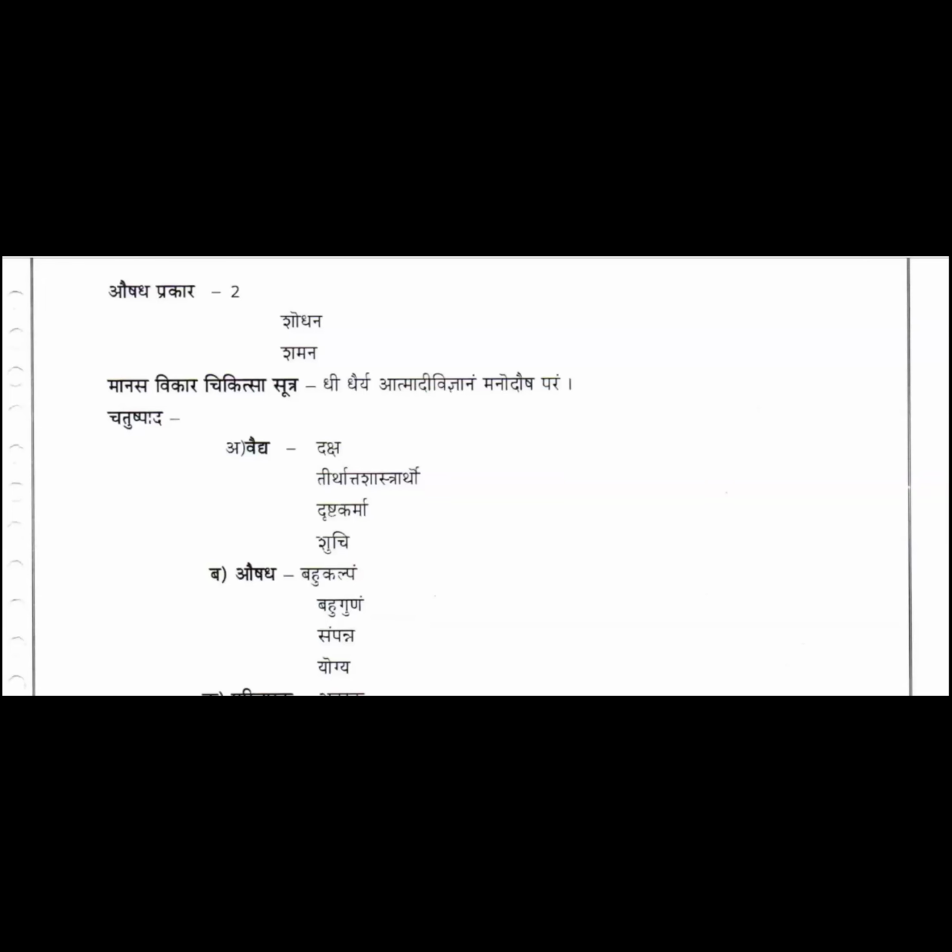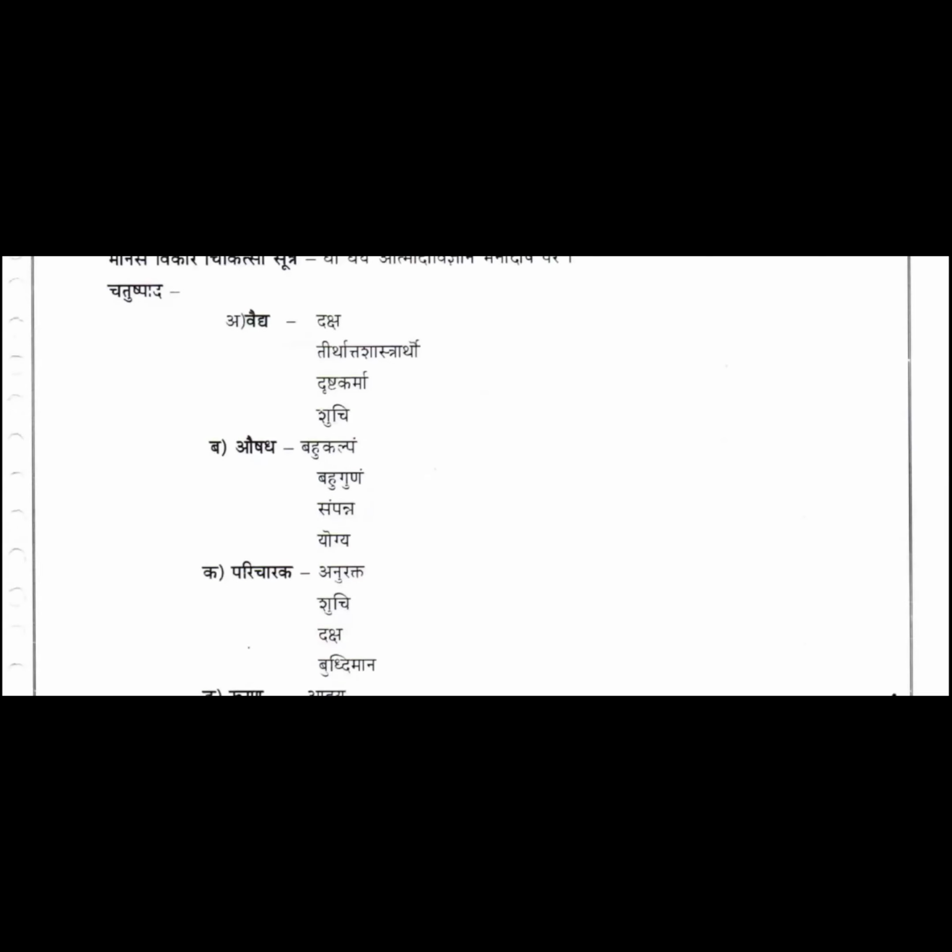That is important. Next he says about the Chatushpadas, right? For all the Chatushpadas, he gives 4 lakshanas. Here, what is important is that certain features are told for 2 padas of the Chatushpada also. For example, Daksha. Daksha is told for both Vaidya as well as Paricharaka. Okay, and Shuchi also. Shuchi is told for both Vaidya and Paricharaka.